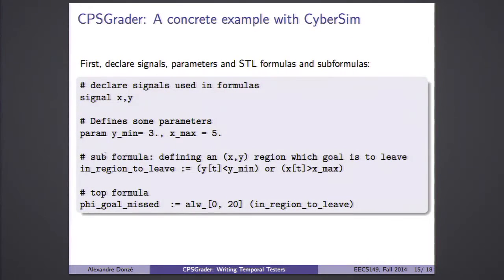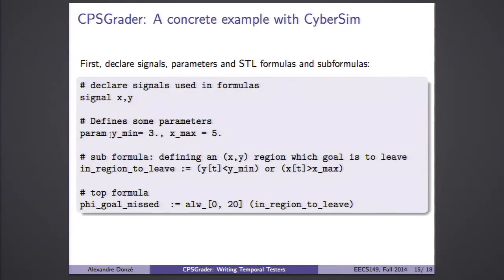And I'm defining a sub-formula. When designing a test, it is very important to decompose your test and your formula into sub-formulas that are easily understandable. I mean, designing an STL property is not something easy. So you really have to decompose it into simple elements. Here I'm writing a very simple predicate, again a formula without temporal operators, which describes a region of the state space. And I'm calling this predicate in_region_to_leave.